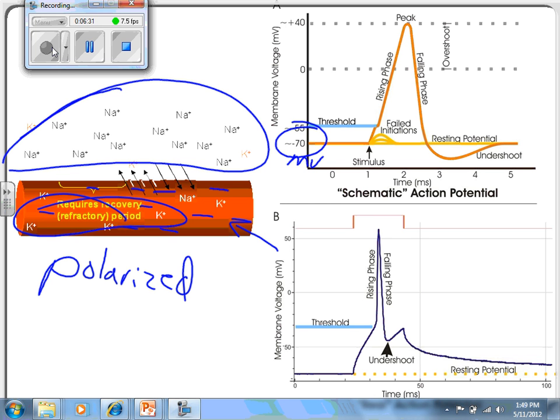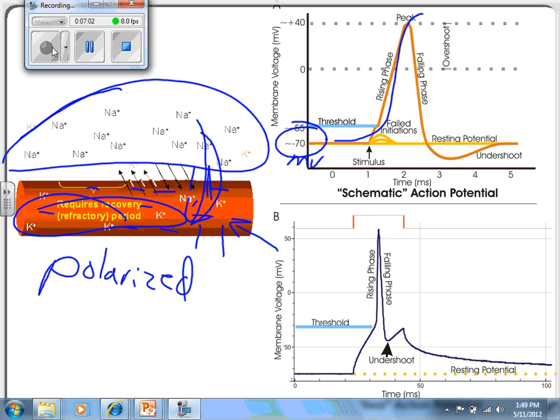When this nerve is stimulated by like a neurotransmitter or something, that causes certain gates on this nerve to open up. Gates mostly for sodium. And when those gates open up, sodium rushes in. That causes this voltage to shoot up. That's a current of moving ions. And whenever ions move, that's electricity. So this is a nerve impulse. It's what we call an action potential.